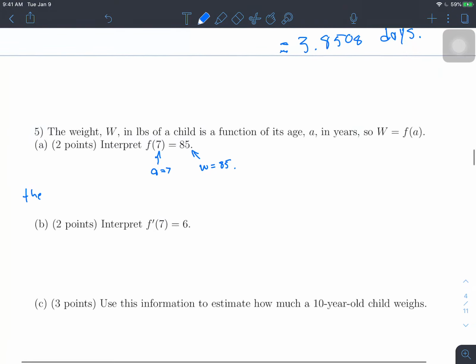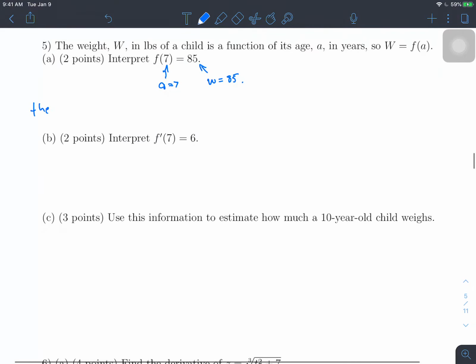Is it a specific child? I guess it is. The child weighs 85 pounds at age 7.